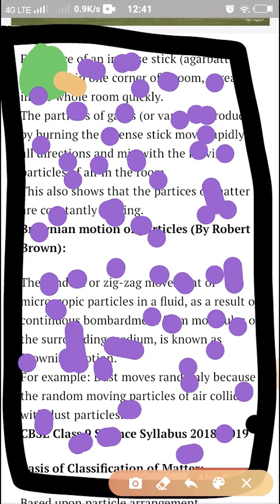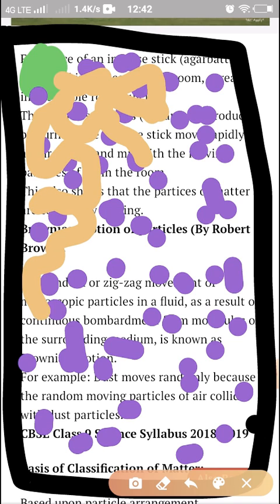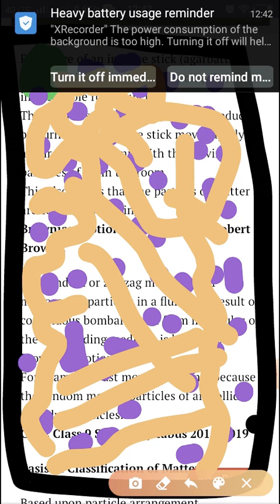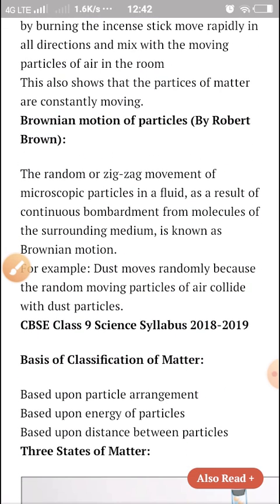The smoke would mix with these particles and pass through them, and would reach every corner of the room, like this. It is only because of the spaces present between the air particles, right?